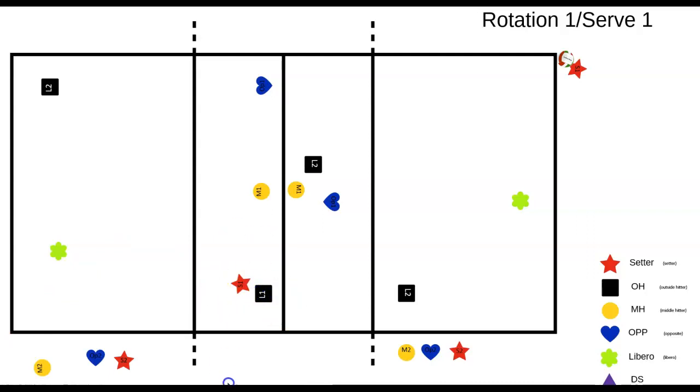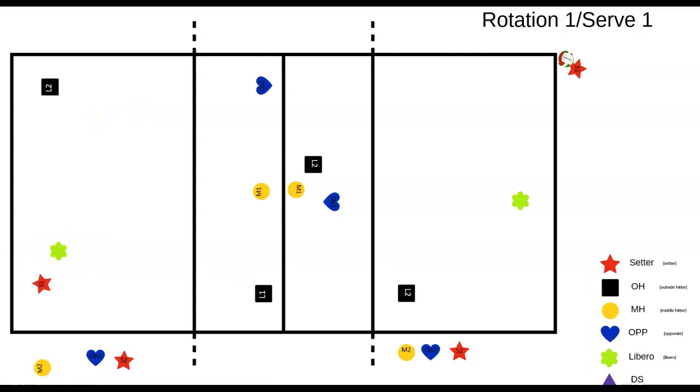Okay, so we'll do this when we notice that this stack back here we're having some trouble with and we keep getting burned. We'll have the setter push the left up. We'll push the libero over. We'll push the L2 back, and we'll drop the opposite back. So look at that one again, right?